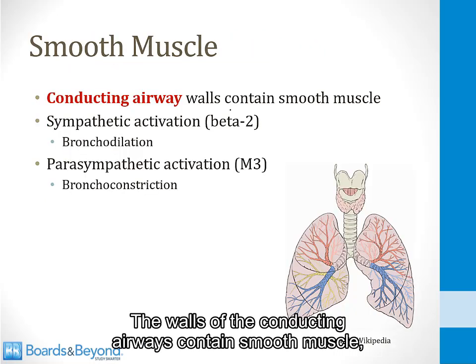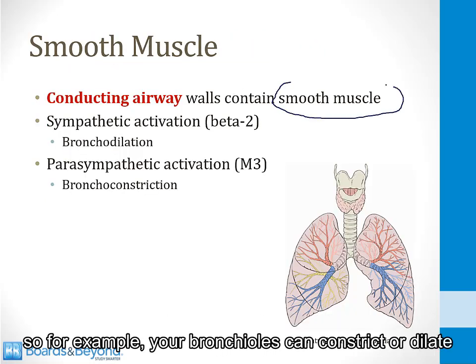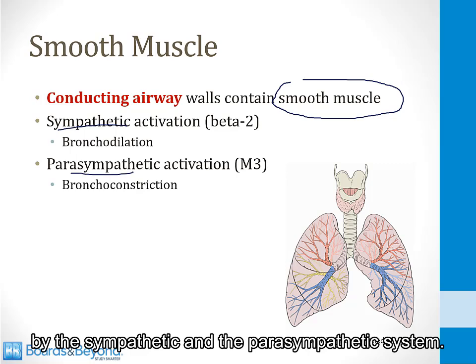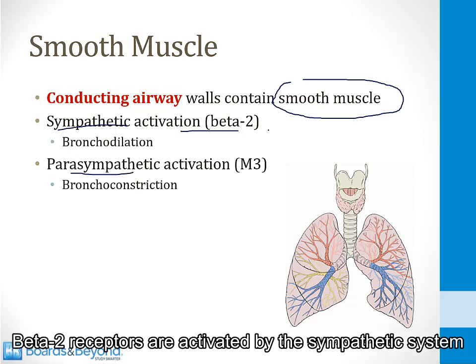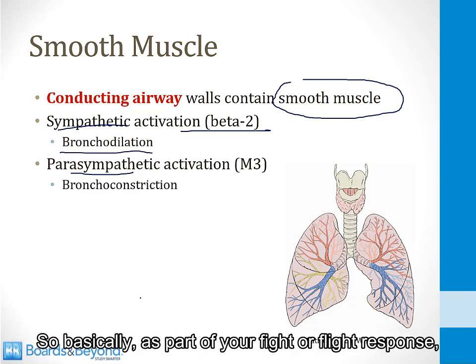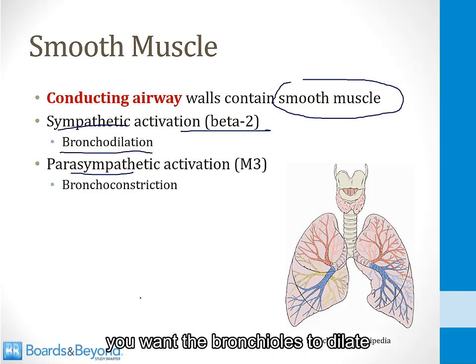The walls of the conducting airways contain smooth muscle. So, for example, your bronchioles can constrict or dilate to allow more or less airflow. This smooth muscle is innervated by the sympathetic and the parasympathetic system. Beta-2 receptors are activated by the sympathetic system, and this leads to bronchodilation. So basically, as part of your fight or flight response, you want the bronchioles to dilate and allow more air into the lungs.